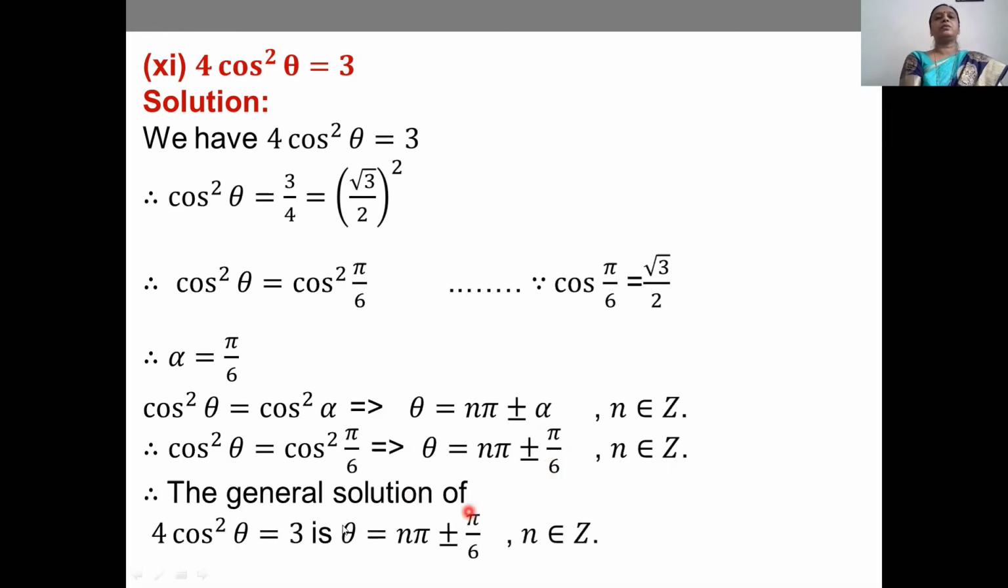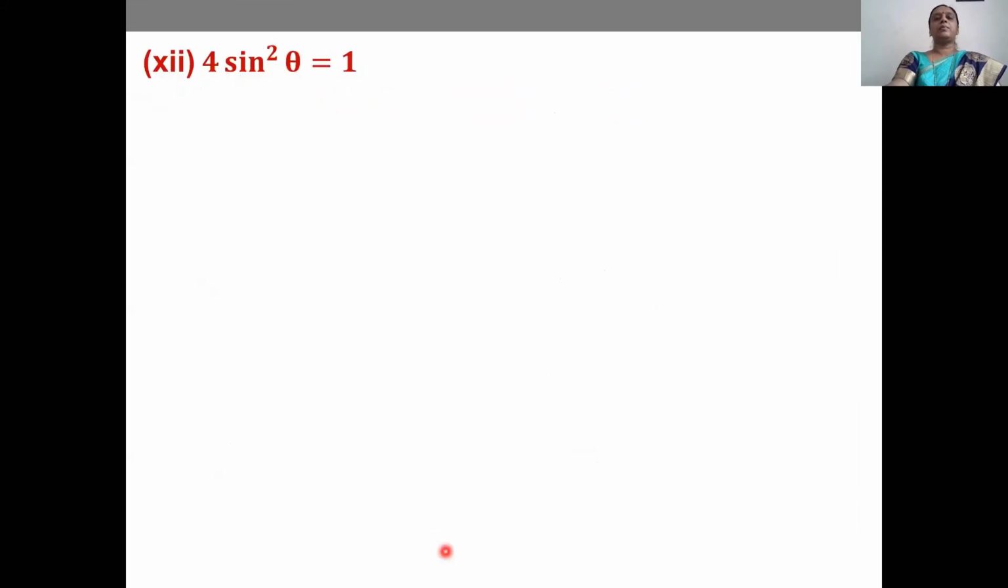Therefore, the general solution of 4 cos square theta is equal to 3. This equation is nothing but our problem. Therefore, write down the general solution of 4 cos square theta is equal to 3 is theta is equal to n pi plus minus pi by 6, n belongs to Z. Let's consider the next example.